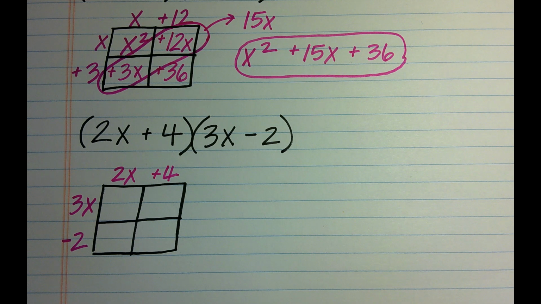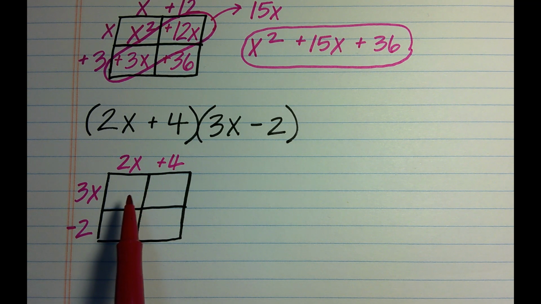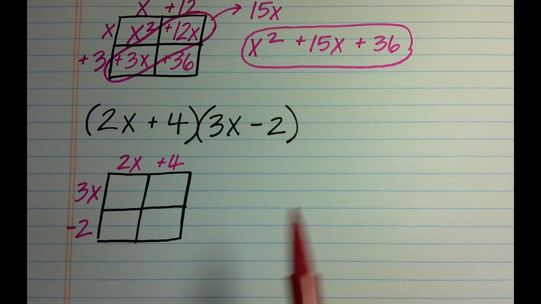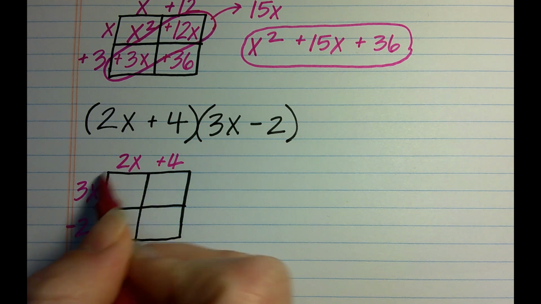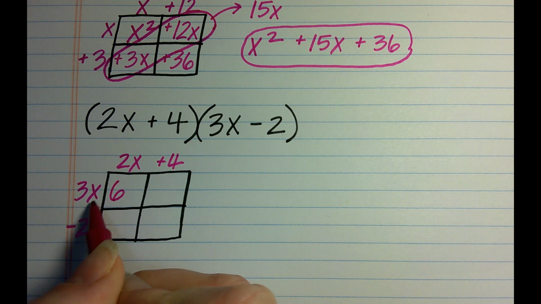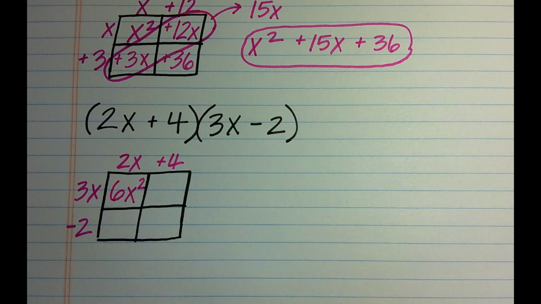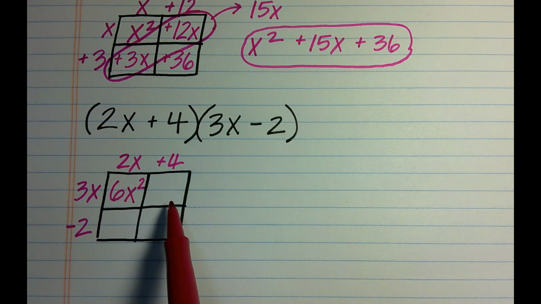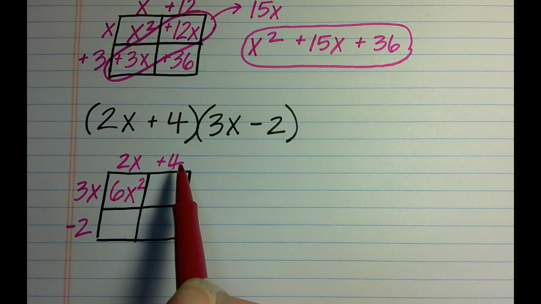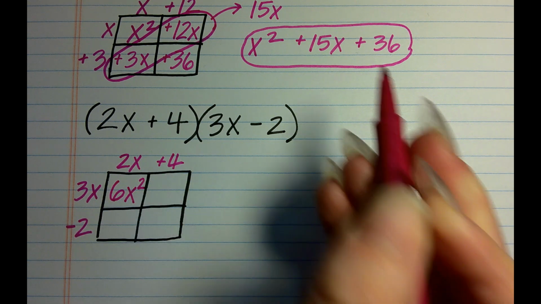All right, so somebody guide me. What do I do to get the answer for the first box? 6x. How'd you get that? 3 times 2. Okay, 3 times 2 is 6, and the x times x is x squared. Very close. So we have 6x squared. Now how do I get this number? 3 times 4. Yes, 3x times 4 is 12x.